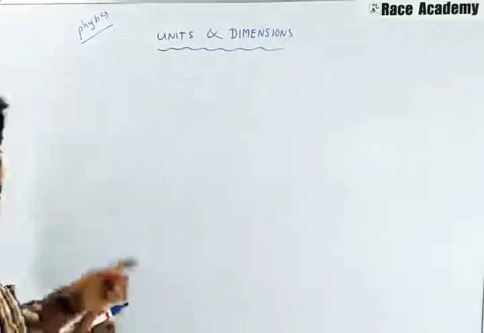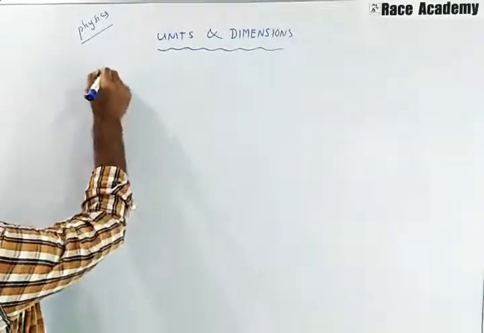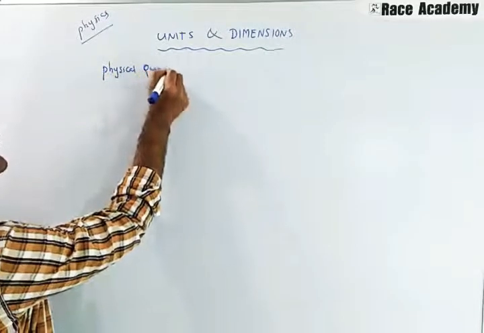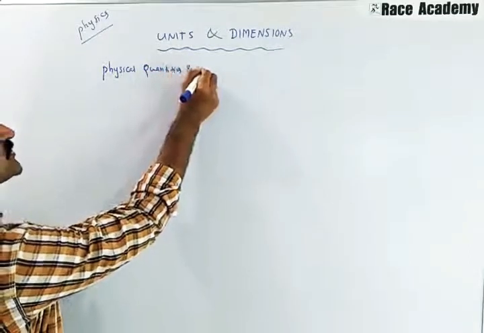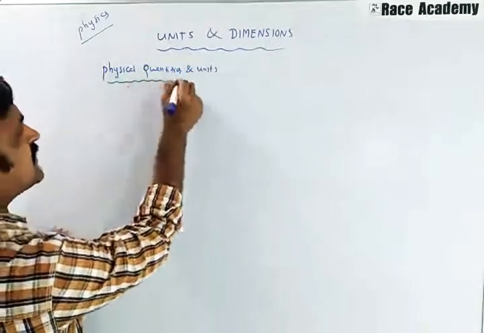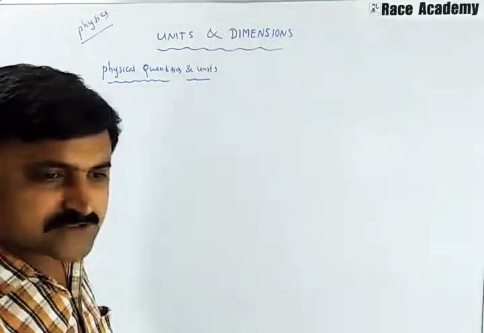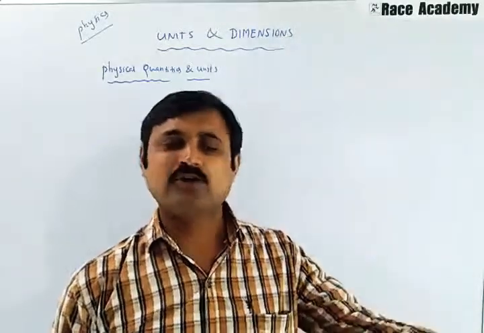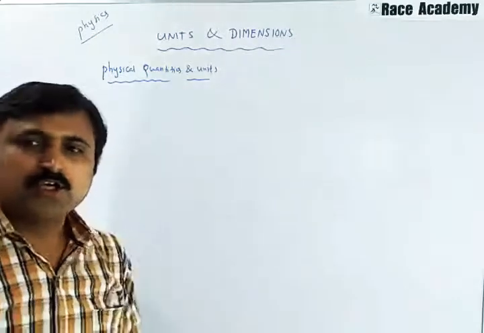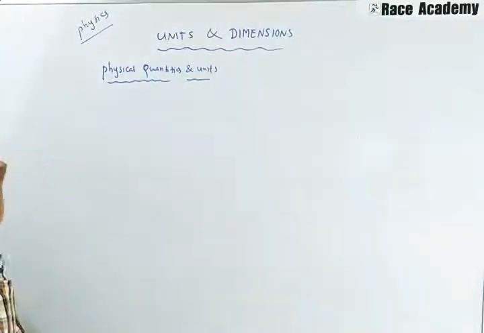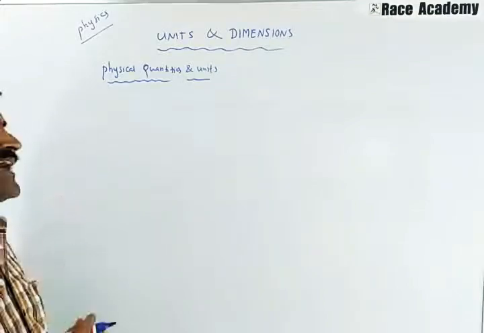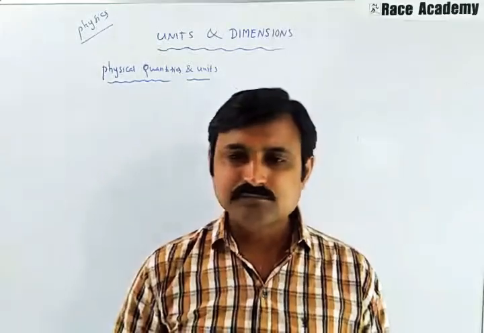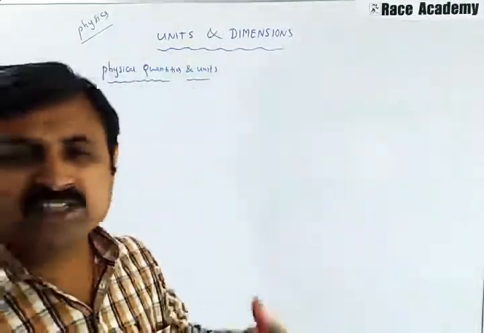So, we are discussing physical quantities and units now. A physical quantity should be amenable to measurement, either direct or indirect. A unit is a standard quantity of the same kind with which the physical quantity is compared for measuring it. For example, if length is to be measured, we compare it with the standard meter scale.